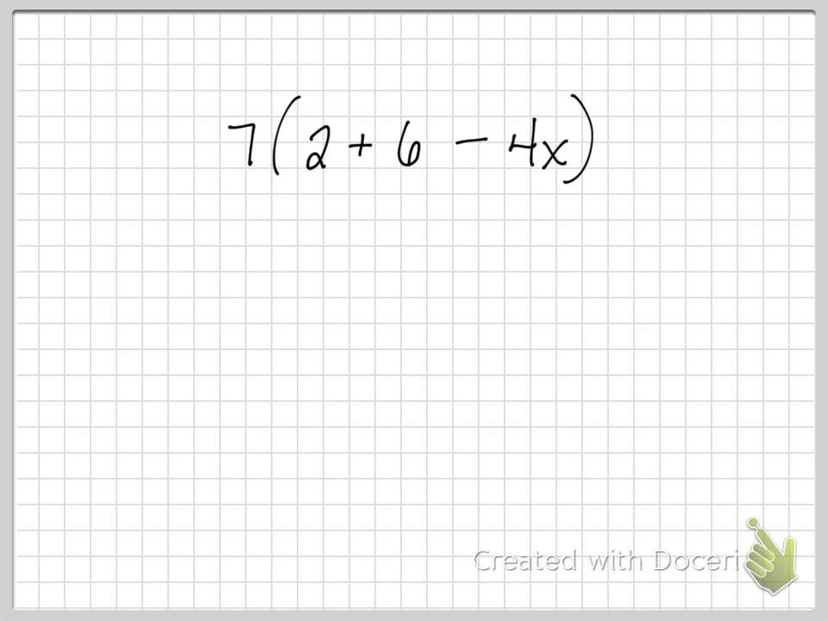Try this one. Write it out in your notes and distribute. 7 times the quantity 2 plus 6 minus 4x.